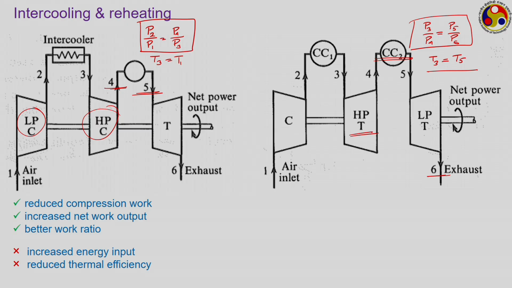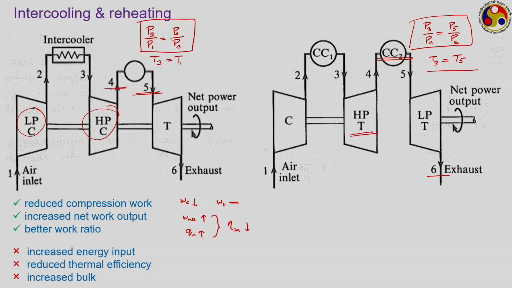So the effect of intercooling is a reduction in the compression work, while the turbine work remains the same, and therefore the net work output increases, because net work is turbine work minus compressor work. However, the heat input requirement also increases, and the combined effect of these two is generally a reduction in the thermal efficiency.